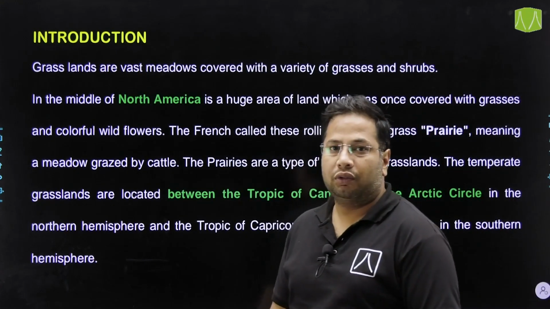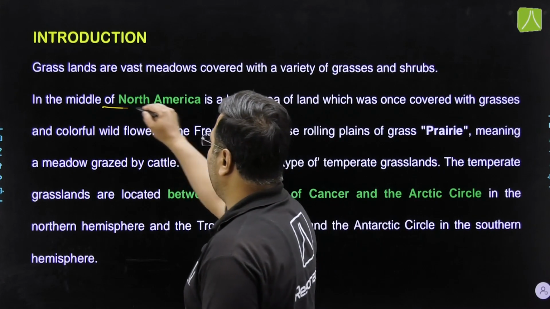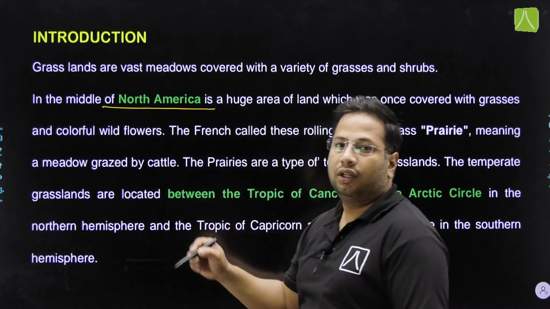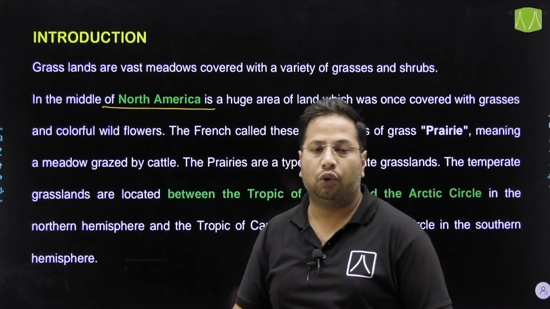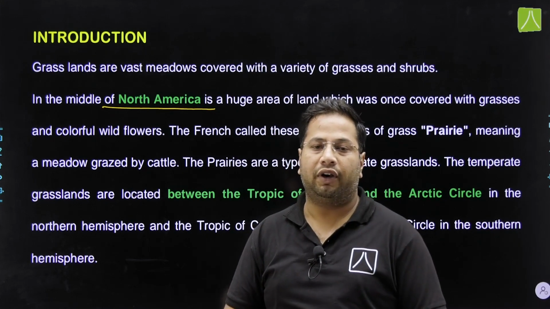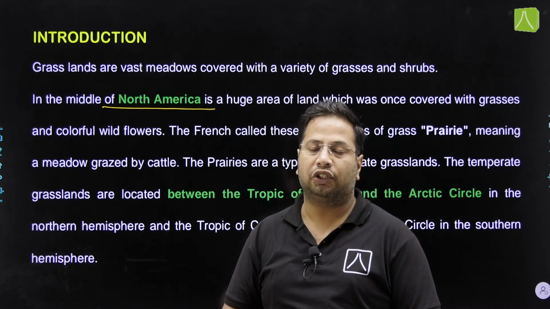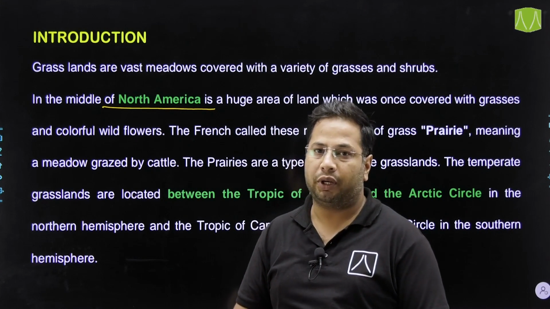Now as I have told you, prairies is a grassland which is found in North America. These grasslands are known by different names in different regions. The grassland which is found in North America is called prairies.